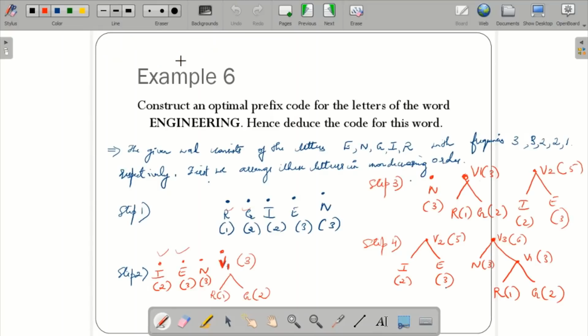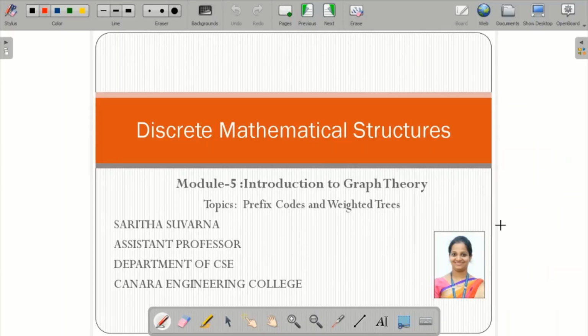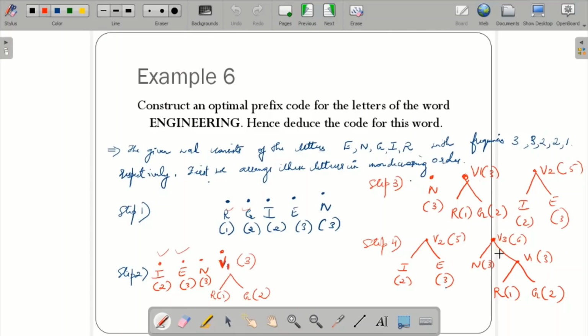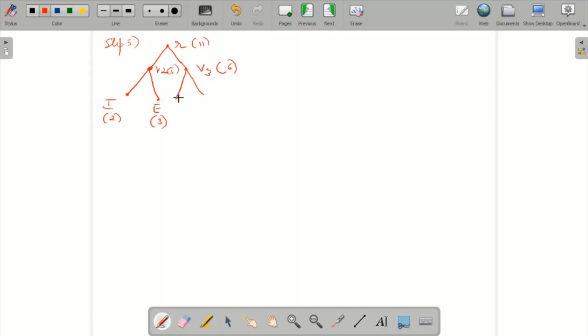And then we have again v2 and v3, with this branch to the left and this branch to the right. Within that v2, whatever was there, and within that v3, whatever was there. So v2 was 5, and this was I and this was E; this was 2 and this was 3. And here v3 was 6, and within that we had n, whose weight was 3, and v1, whose weight was 3. And with this v1 we had two branches again, that is r1 and g2: r1 with the weight 1 and g with the weight 2. So this is the final combination we got.